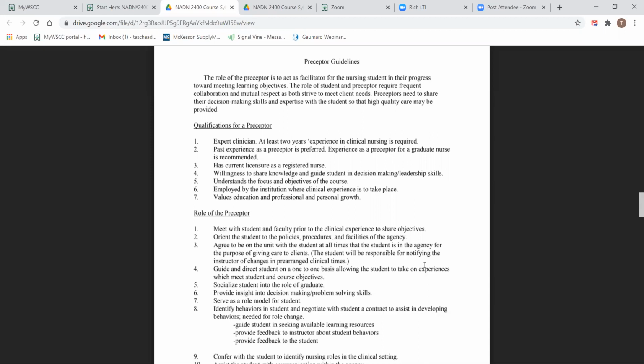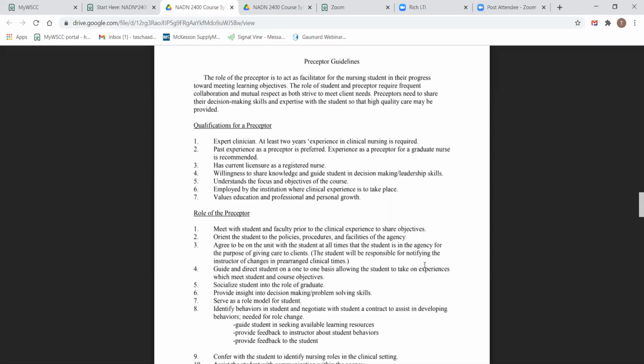So we do take precautions and make sure that we are checking with our managers, making sure that the preceptor is an expert clinician. Past experience as a preceptor is preferred. Experience as a preceptor for graduate nurses is recommended. They have a current license, and we do check that and validate it. That's why we have to have paperwork completed. They need a willingness to share their knowledge and guide the student in their decision-making and leadership skills, and an understanding of the focus and the objective of the course employed by the institute, where their experience is taking place.